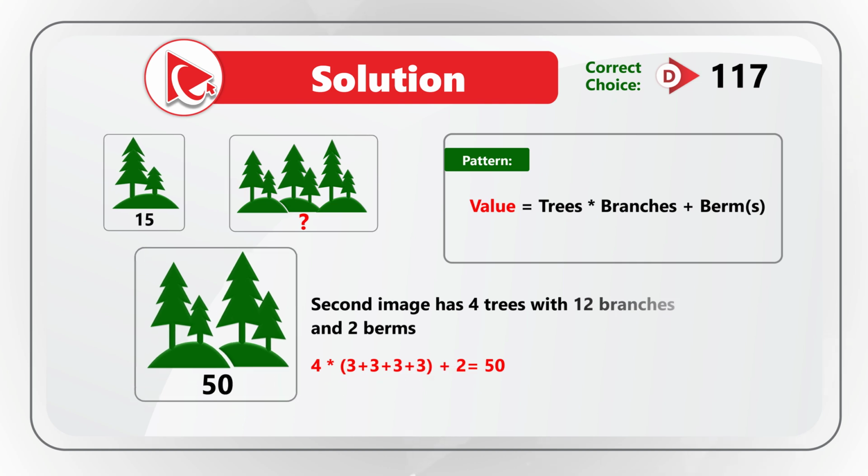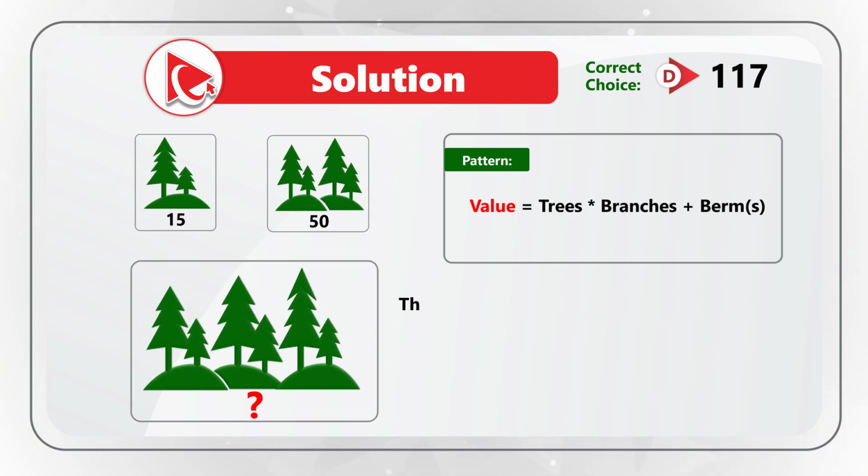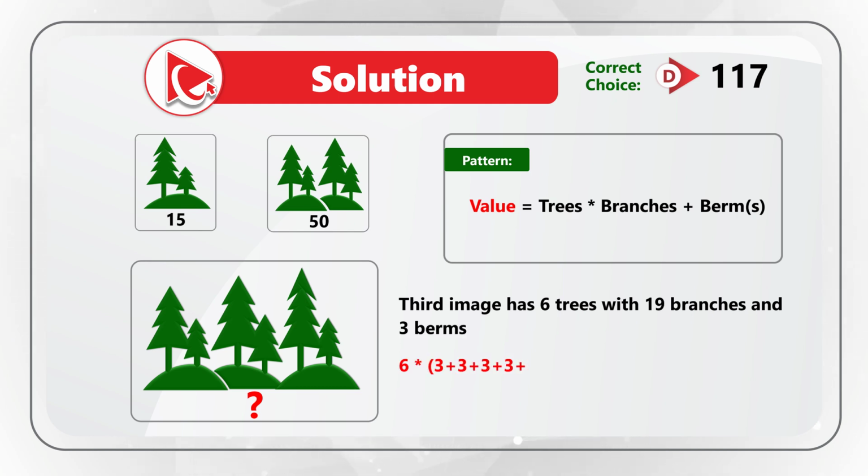For the third image, which has 6 trees with 19 branches and 3 berms, the calculation will be 6 multiplied by, in parentheses, 3 plus 3 plus 3 plus 3 plus 3 plus 4, and then you add 3 to the calculated total. The end result of it, 117.